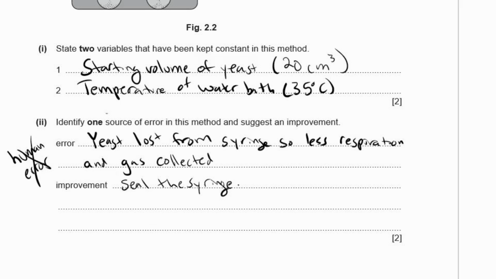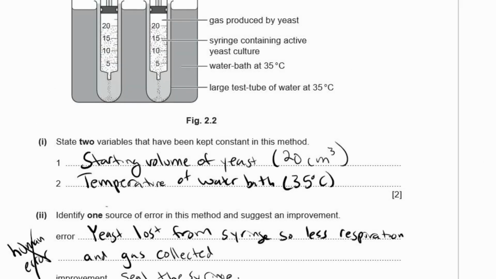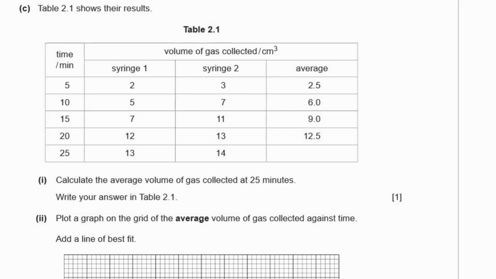And another thing that could be a possible source of error is that these syringes have quite large differences for the graduations. So it's a very imprecise scale. The way to improve on that is to use a syringe with more graduations. Any of those would be good. Make sure that the improvement matches the error, and then you'll be fine, but only put down one because it only wants one.